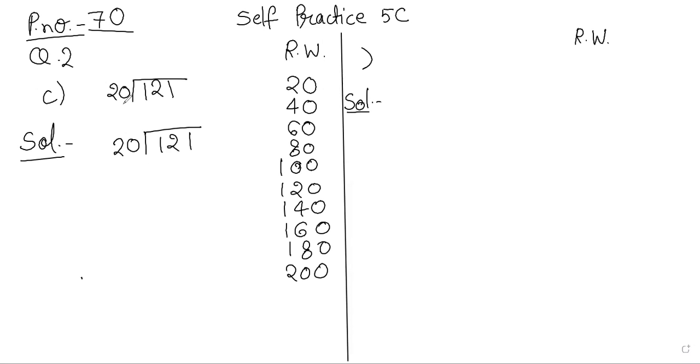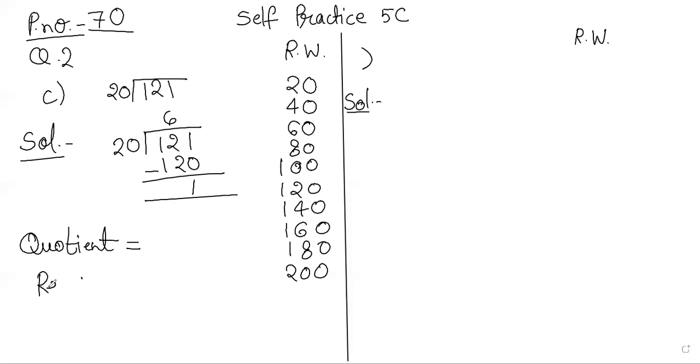Yes, many students give the correct answer. 6 twos are 120. Now subtract. What will be left after subtraction? Very good, 1 will be left. Now 1 is smaller than the divisor, so we cannot divide further. We will write the quotient and remainder. Quotient is 6 and remainder is 1.